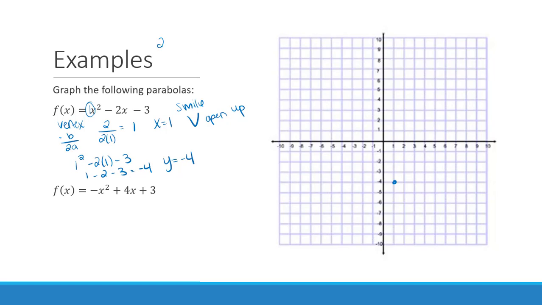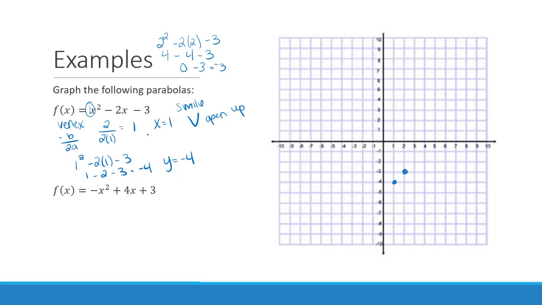If I plugged in 2, this would be 2 squared minus 2 times 2 minus 3. So this is going to be 4 minus 4 minus 3. And so 4 minus 4 is 0. 0 minus 3 is negative 3. So when I plugged in 2, I got negative 3. So that's going to be another ordered pair.